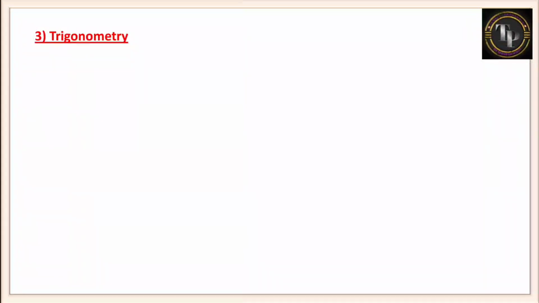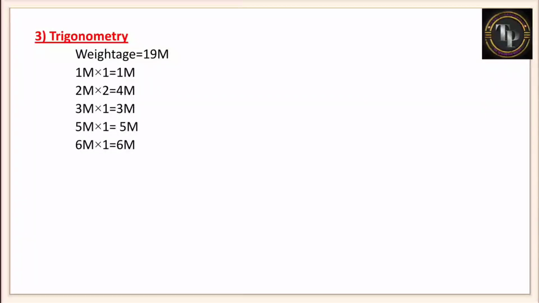Talking about the third chapter, trigonometry. Here the weightage is 19 marks, guys. 1 mark 1 question, 2 mark 2 questions, 3 mark 1 question, 5 mark 1 question and 6 mark 1 question. The 6 marks question is definitely from trigonometry only. So like that you are getting a total of 19 marks, guys. Very important chapter. This is regarding the annual exam. For the midterm you are getting double, meaning 38 marks only from this chapter.